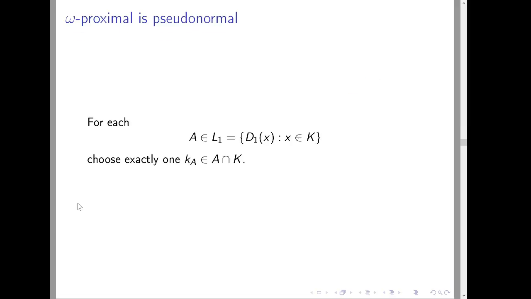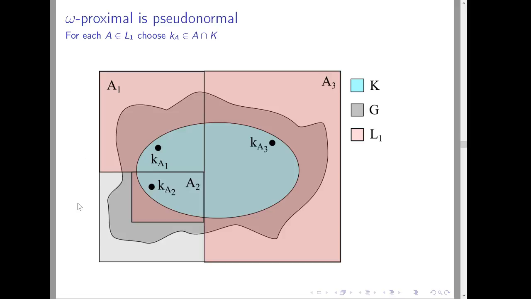All right. And then what I'm going to do is divide up each one of those. So let's see how to do that. For each A in the level 1 cover, first I need to choose a designated representative from K. I'll call that little k sub A. So this is all I need, right? Each one of those, A1, A2, A3, has non-empty intersection with K, so I'm just going to pick something there and call it k sub A.